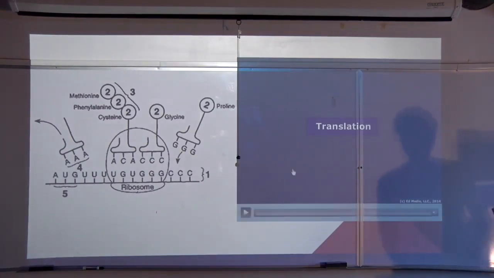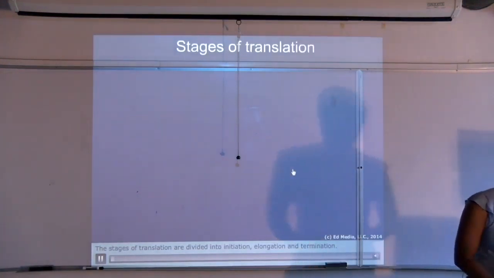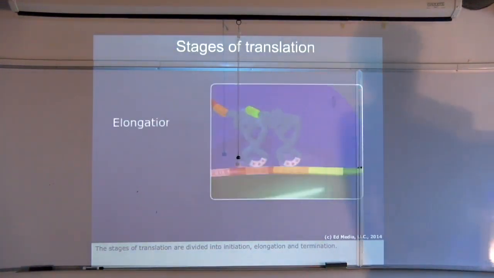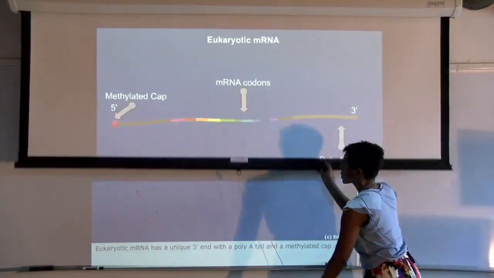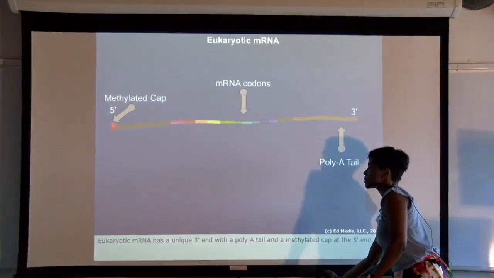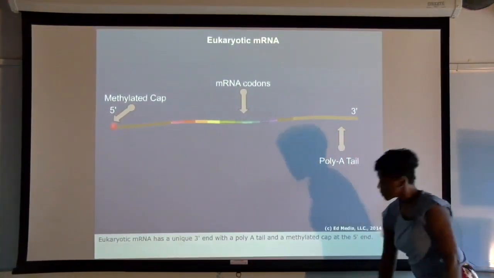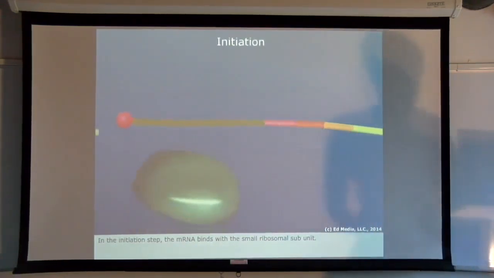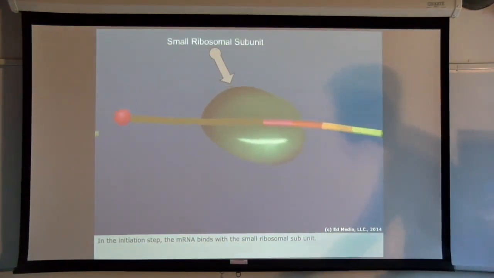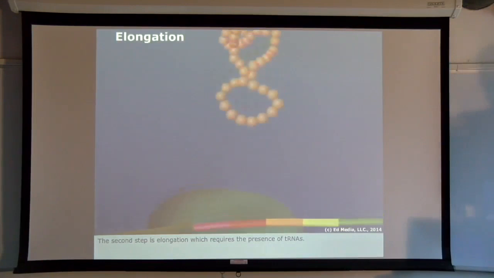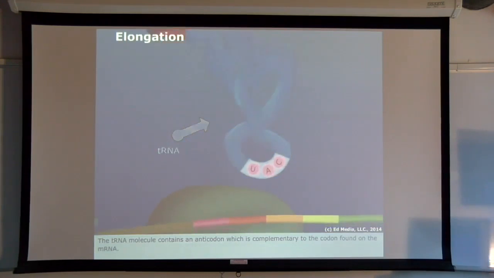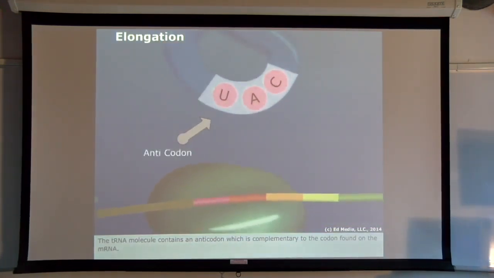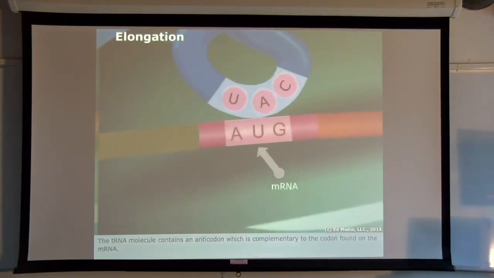Let's take a detailed look at the process. The stages of translation are divided into initiation, elongation, and termination. Eukaryotic mRNA has a unique 3-end poly A tail and a methylated cap at the 5-end. In the initiation step, the mRNA binds with the small ribosomal subunit. The second step is elongation, which requires the presence of tRNAs. A tRNA molecule contains an anticodon, which is complementary to the codon found on the mRNA.